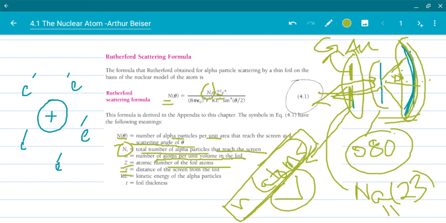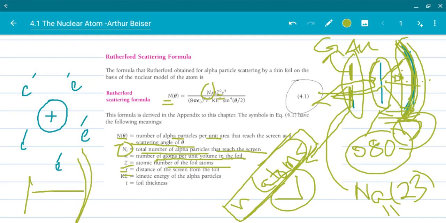So this is your foil, this blue thing is your foil, and this is your zinc sulfide screen, and the distance between the two, I'm sorry this is getting very messy, but the distance between your foil and your screen is being represented by R, okay, and R is right here.